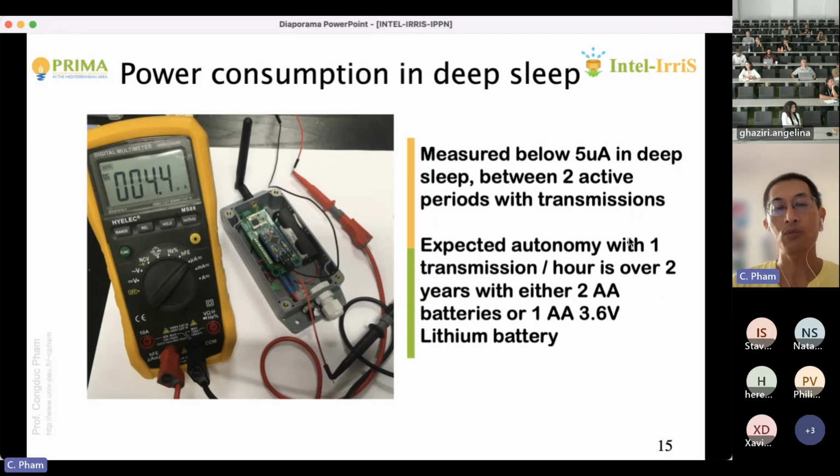One of our priorities is to have the lowest power consumption possible. So we managed to have something like below 5 microamps in deep sleep mode for the whole system. We also chose to be able to power the entire system with just 2 regular alkaline batteries. We don't want the big lithium-ion batteries. I mean, it's possible to have a 3.6-volt battery, but these are more difficult to find.